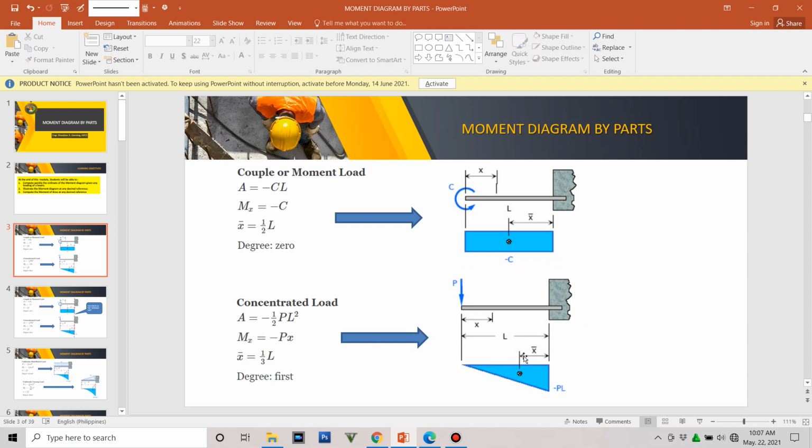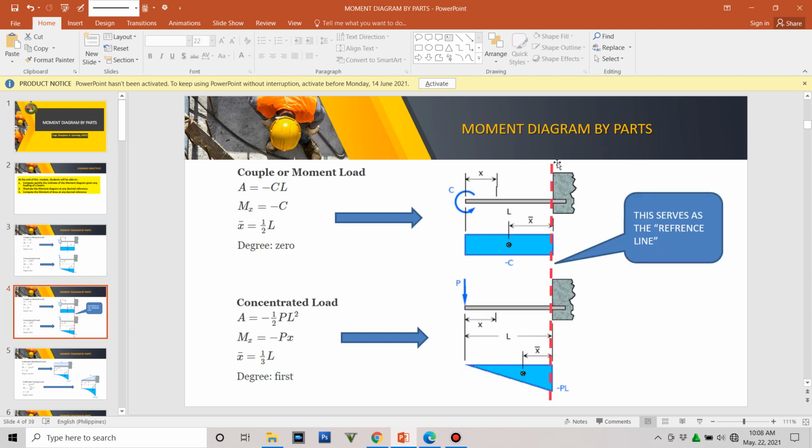So, what about the other side? If this is 1/3 of L, the other dimension is 2/3 of L, because it is whole: 2/3 and 1/3. Okay? So, that's it. Remember, in this formula, the fixed support serves as your reference line. Okay? So, we are now through with couple and concentrated load.